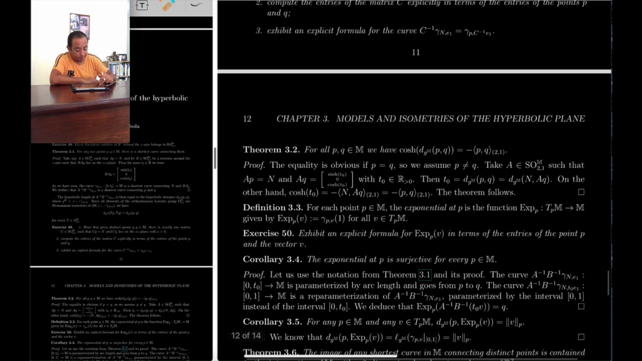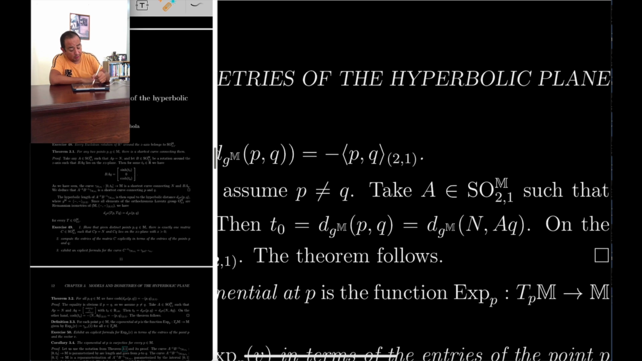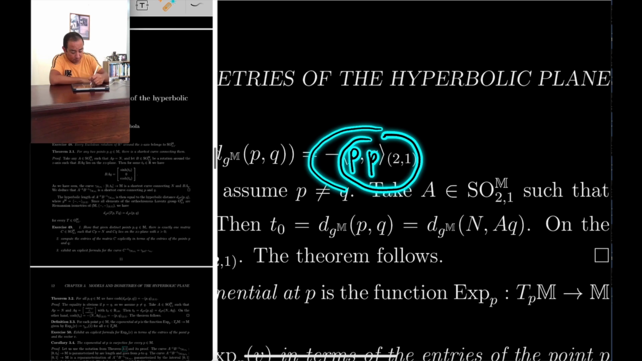So let's prove it. The equality is obvious if P is equal to Q. Because in that case, if P is equal to Q, here this becomes 1, because P being in the hyperboloid means that the pairing of P with itself is minus 1, so this becomes 1.